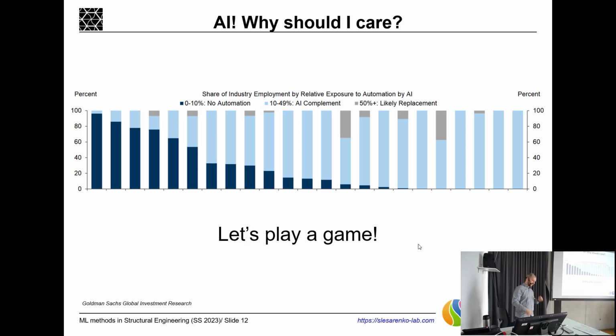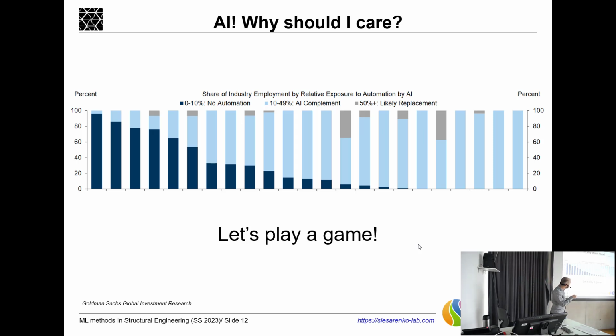So next question. AI, why should I care? This is actually a report from Goldman Sachs Global Investment Research when they assess share of industry employment by relative exposure to automation by AI. Let me explain what you're actually looking at. If you see dark blue, that means that this particular industry will not have a lot of automation using AI. If you see the gray one, it means that workers will be replaced in this industry.